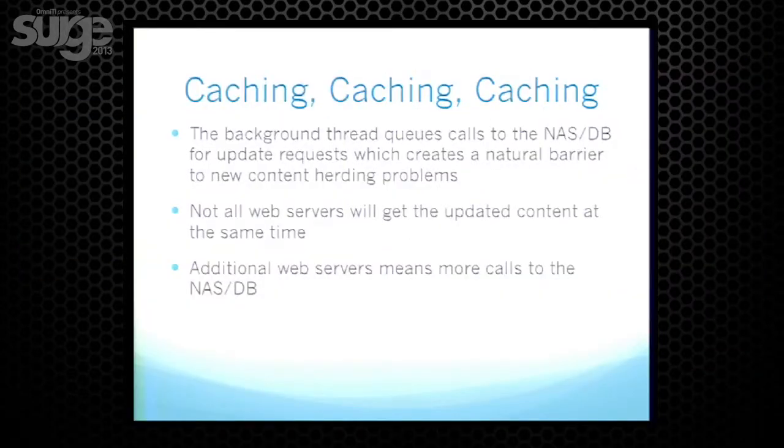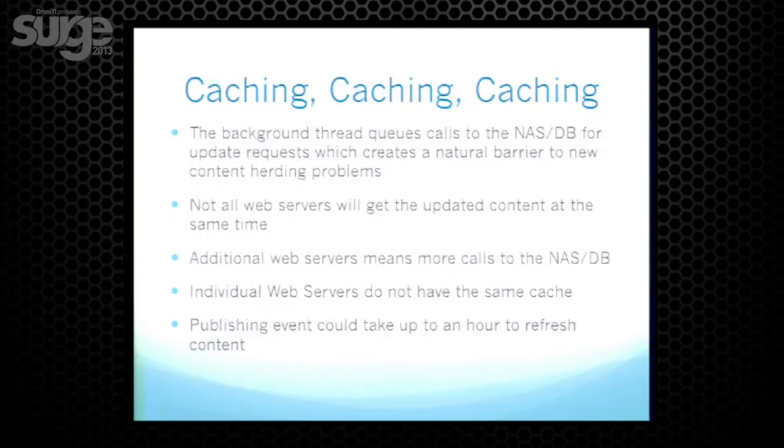If we add more servers to the infrastructure, then there's just going to be more calls to the NAS and database. So if we have something like the 90% CPU on the NAS head issue, that would become exacerbated. And the last point, which we just went over, is the web servers don't have the same cache. So this pull method isn't working well, and we'll need to address it.